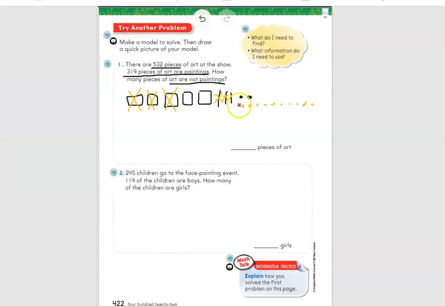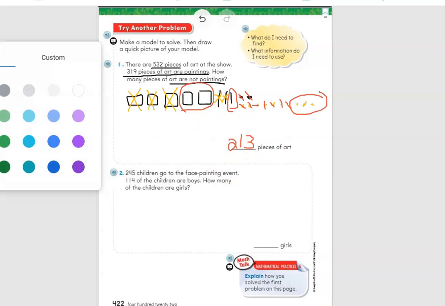1, 2, 3, 4, 5, 6, 7, 8, 9. What do I have left? I have 3 ones. I have 1 ten. And I have 2 hundreds. So the answer should be 213 pieces of art remain, right? Or 213 pieces of art are not paintings, right?